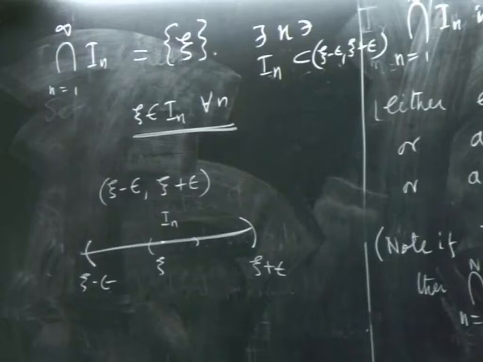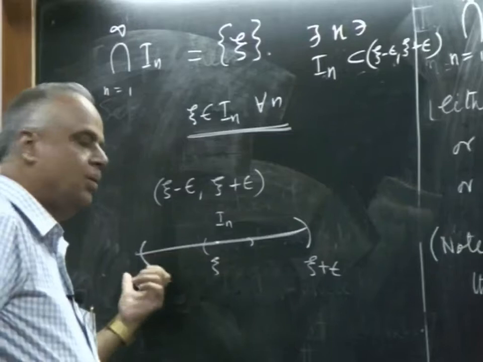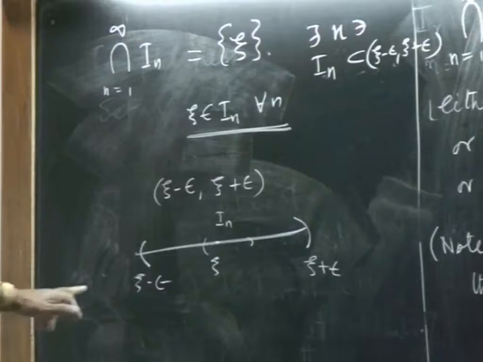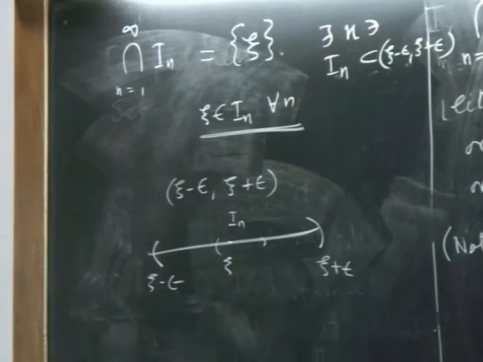Because the intervals are shrinking, and xi is a part of it, so they must include it. So, it must be a closed interval which contains xi, and that length can be made so small that you do not go all the way up to xi minus epsilon, you do not go all the way up to xi plus epsilon, but the interval can be made as small as you like. What does that tell us? You take any interval about xi, the whole of In lies in it, but In has an infinite number of points of S. So, any neighborhood of xi has an infinite number of points of S. That means xi must be a limit point of S, because every neighborhood has an infinite number of points.